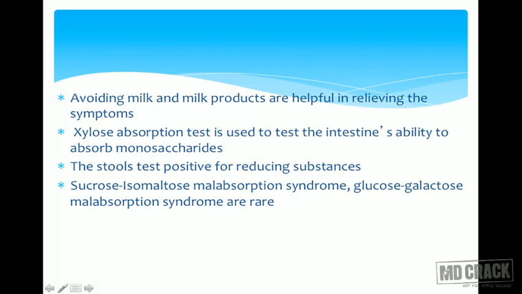And one important test is the xylose absorption test, which is used to test the intestine's ability to absorb monosaccharide. And remember, one test is that the stool tests positive for reducing substances. Glucose and all are reducing substances. So again we have a somewhat modified Benedict's test, in which reducing substances in stool are looked for, and stools will come positive. The sucrose isomaltose malabsorption syndrome and glucose galactose malabsorption syndrome are rare. Most common is lactase deficiency and lactose intolerance.